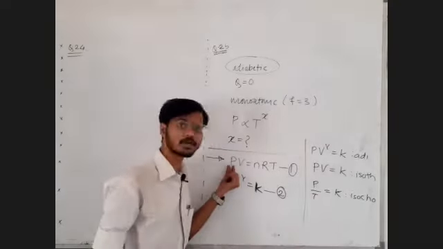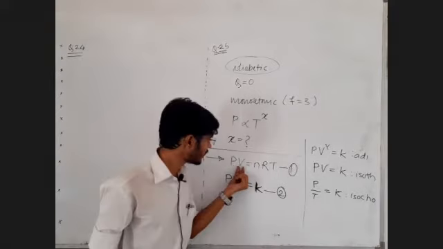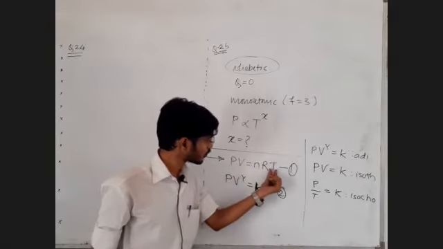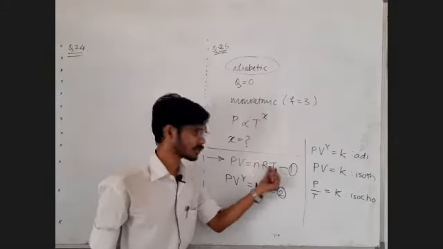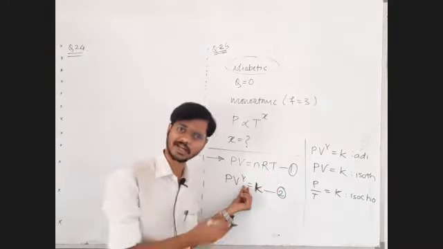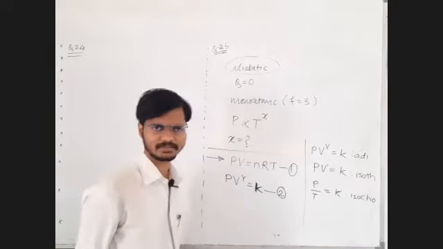If you want to eliminate pressure, you can calculate it. If you want to eliminate volume, you can calculate it. If you want to eliminate temperature, you can calculate it. So whatever you want to eliminate, calculate it from this equation and put it in the state equation. You get the answer. That's it.